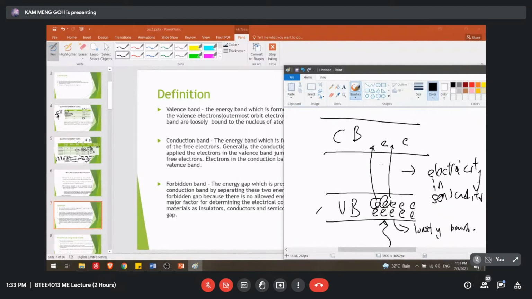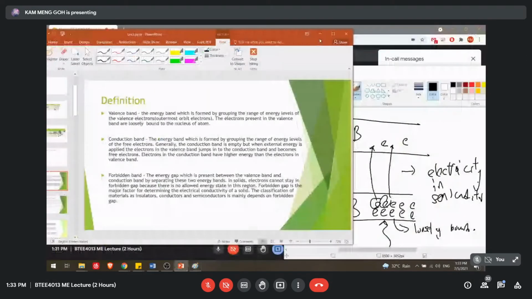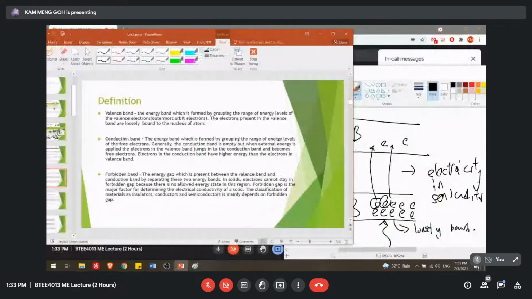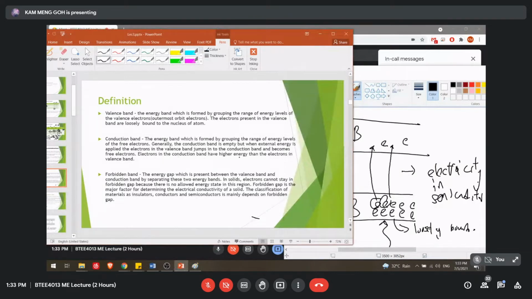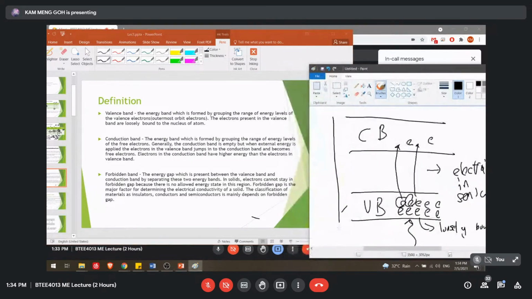Then what about the conduction band? The conduction band is the energy band formed by grouping a range of energy levels of free electrons. Free electrons means that they start conducting electricity. So at first, the conduction band is actually empty, because without any energy, there won't be any electron jumping from the valence band to the conduction band. But if you provide external energy, then electrons from the valence band will jump to the conduction band. So electrons in the conduction band have higher energy than electrons in the valence band.